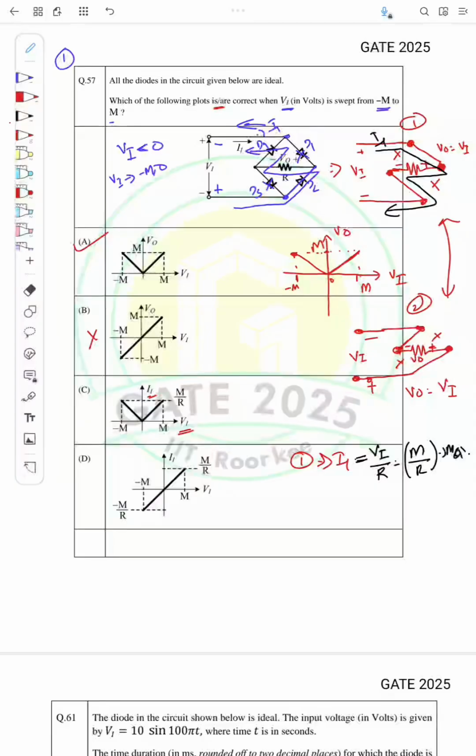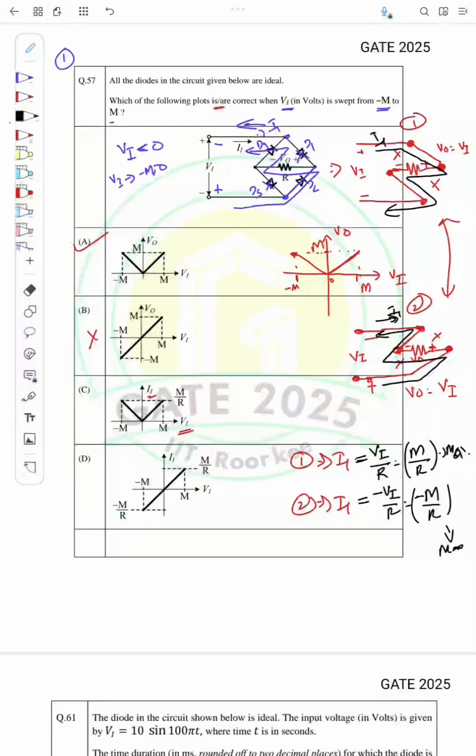And similarly for case 2, what will be I1? If you see here, the current will flow in this direction, while I1 is denoted in this direction. So here the current is opposite. So the current I1 will be equal to minus Vi by R, or minus M by R will be the maximum.